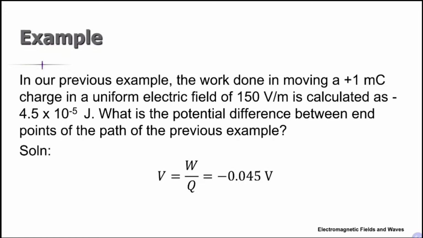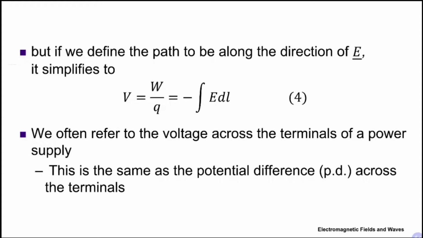Okay, so this is just a recap a little bit. Potential difference from the last lecture, V equals the work done divided by Q, and that will be equal to minus the integral of E dot dl. And then the work done that we looked at previously is equal to minus Q integral E dot dl.